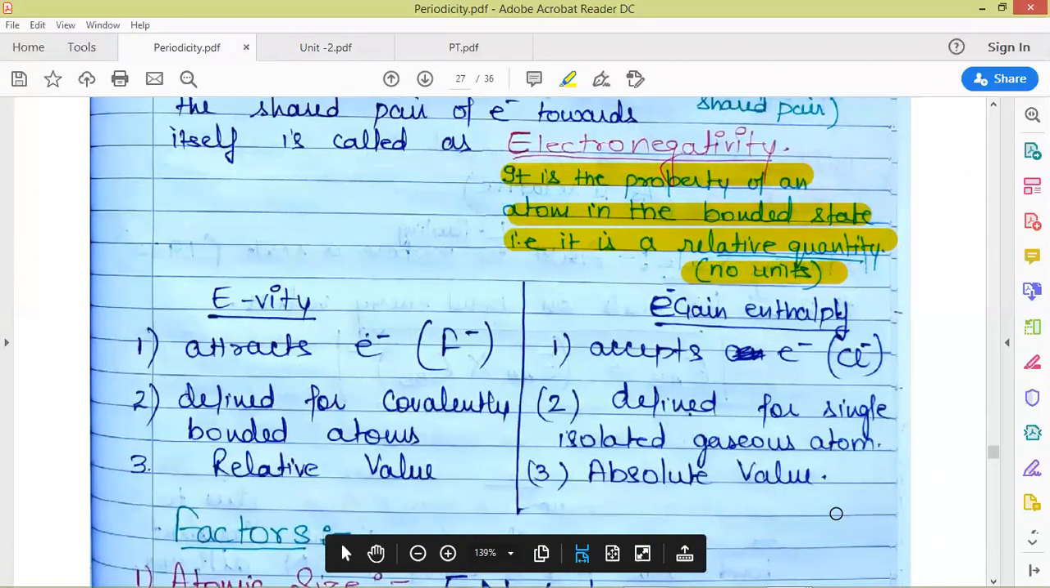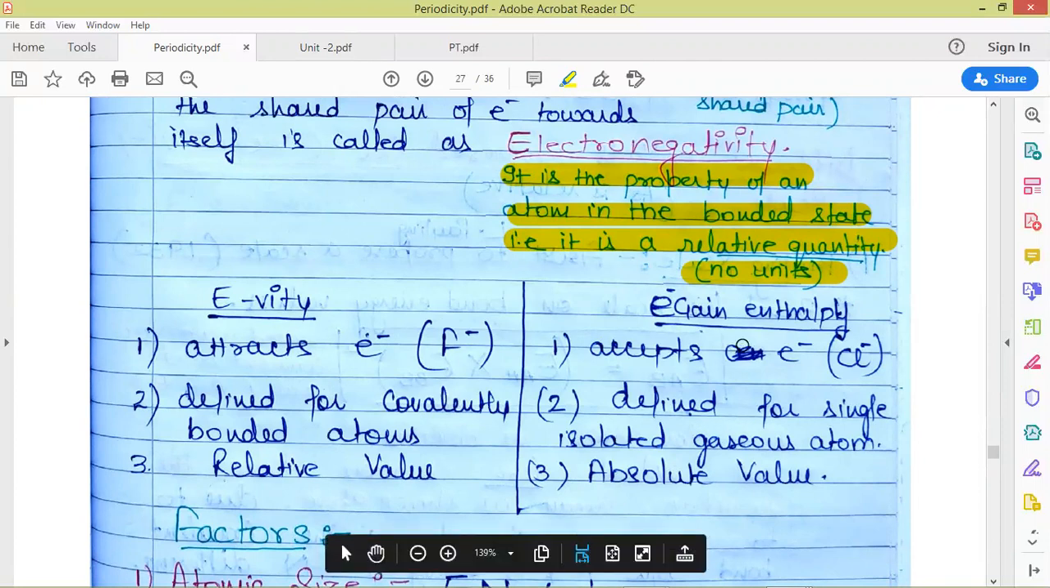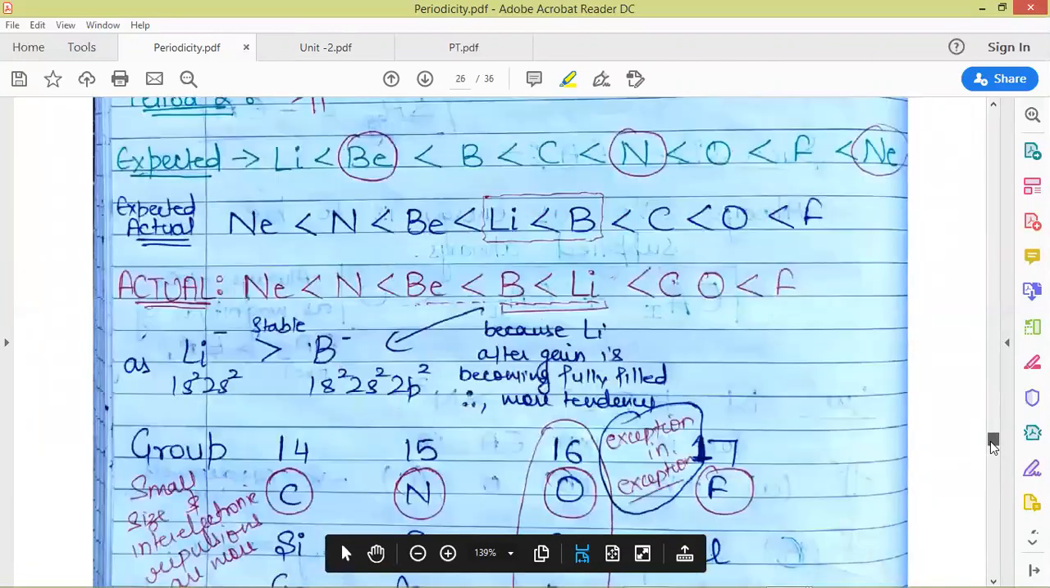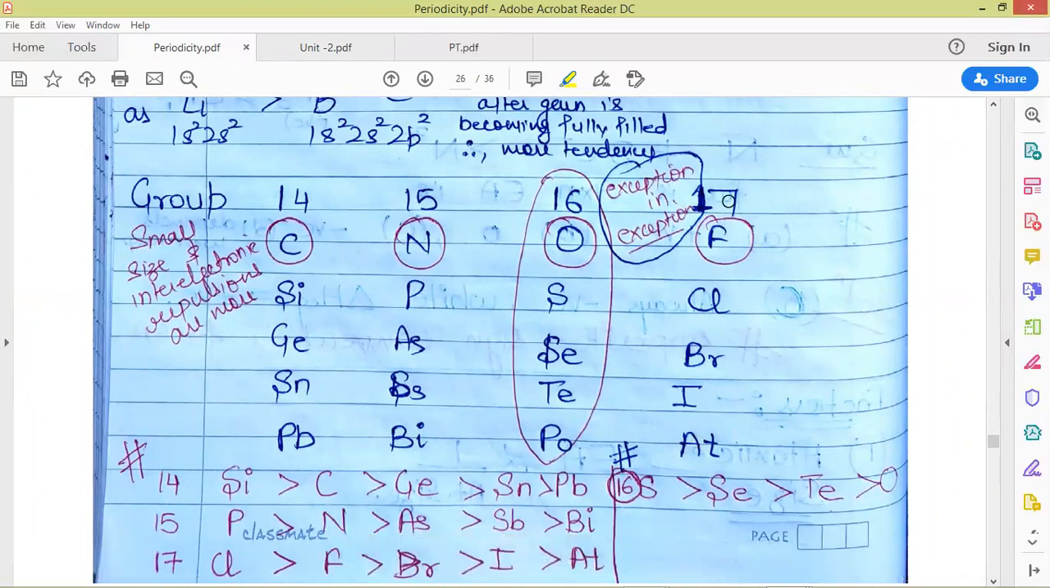In the last video, we discussed the electron gain enthalpy, or we can say electron affinity. Let us first see how electronegativity is different from electron gain enthalpy. Electron gain enthalpy is the energy released when an electron is added, when some atom is accepting an electron. But in the case of electronegativity, we are talking about just the attraction. So in the last video, we discussed the variation of electron gain enthalpy in the 17th group, from fluorine to astatine.